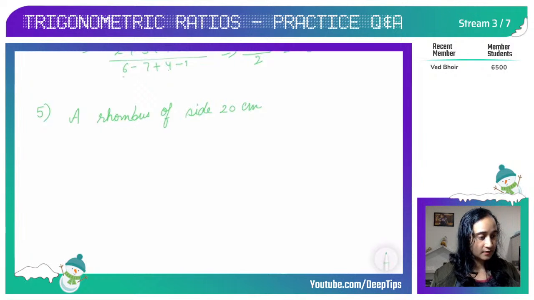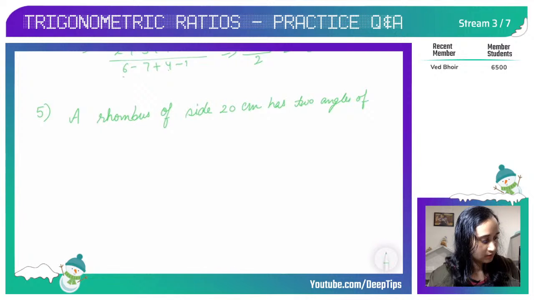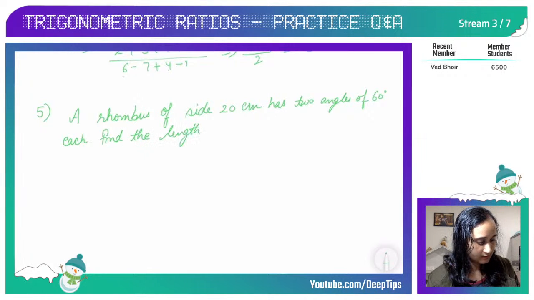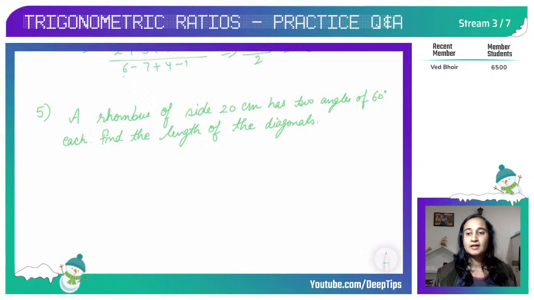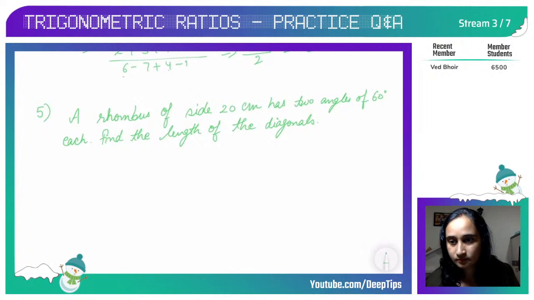A rhombus of side 20 centimeter has two angles of 60 degree each. Find the length of the diagonals. So this kind of question sometimes comes for 3 marks or it can come for 4 marks also.